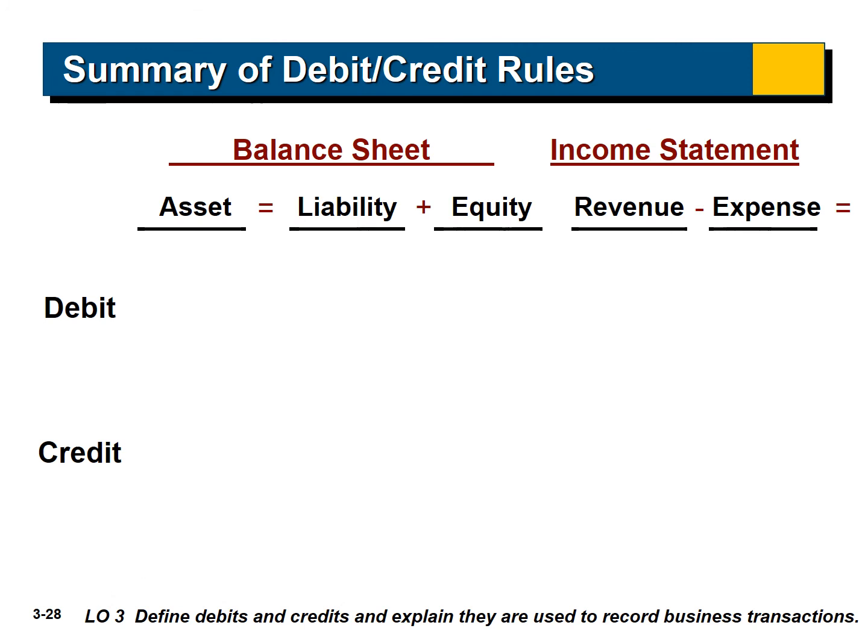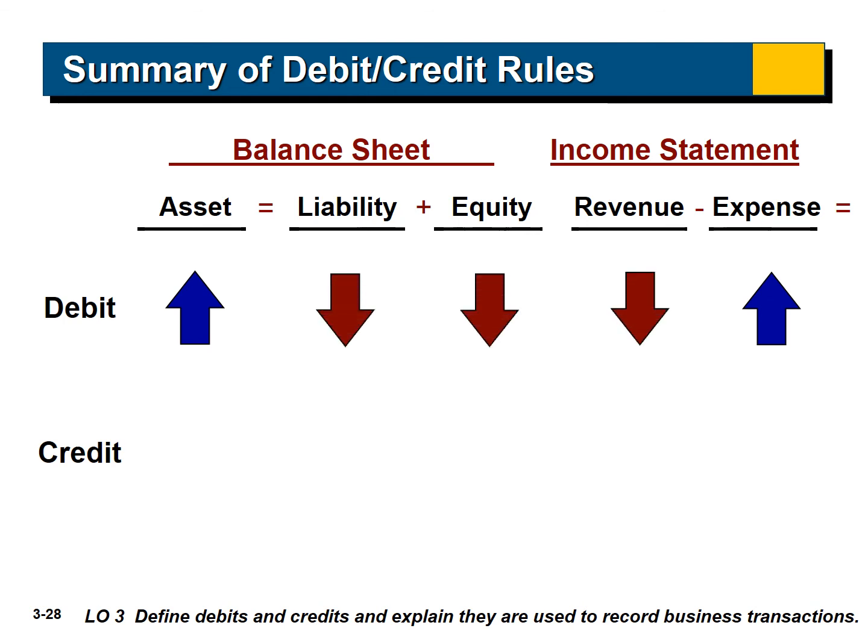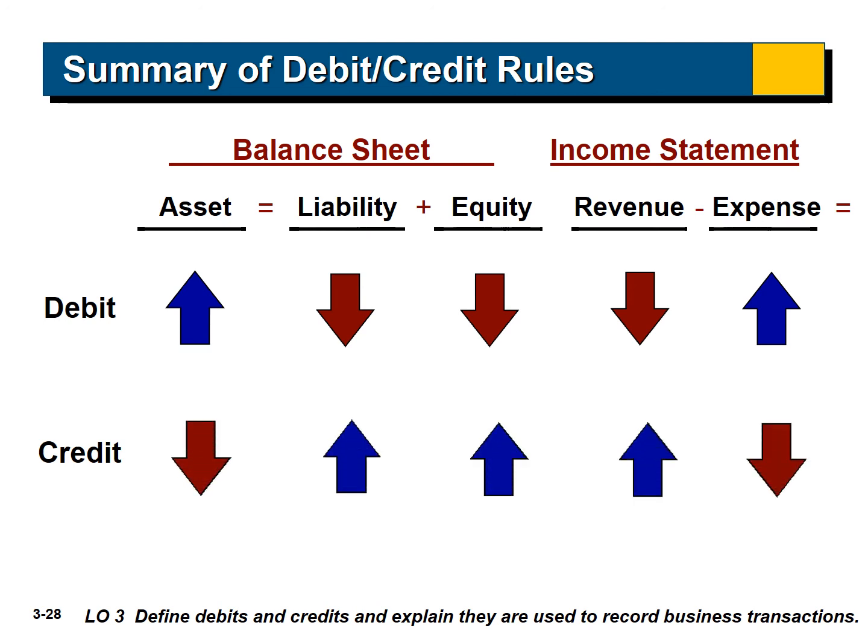And here's just another summary of the debit and credit rules. I like this one, it's all on one page. So assets are increased with debits, and so are expenses. And everything else, debits cause those other accounts to decrease, where I reverse it with credits. The credits decrease assets and expenses.